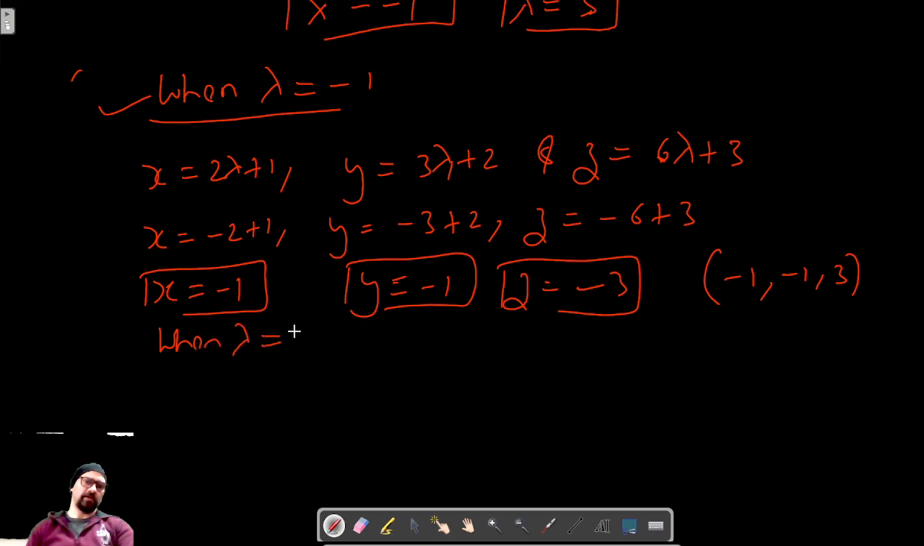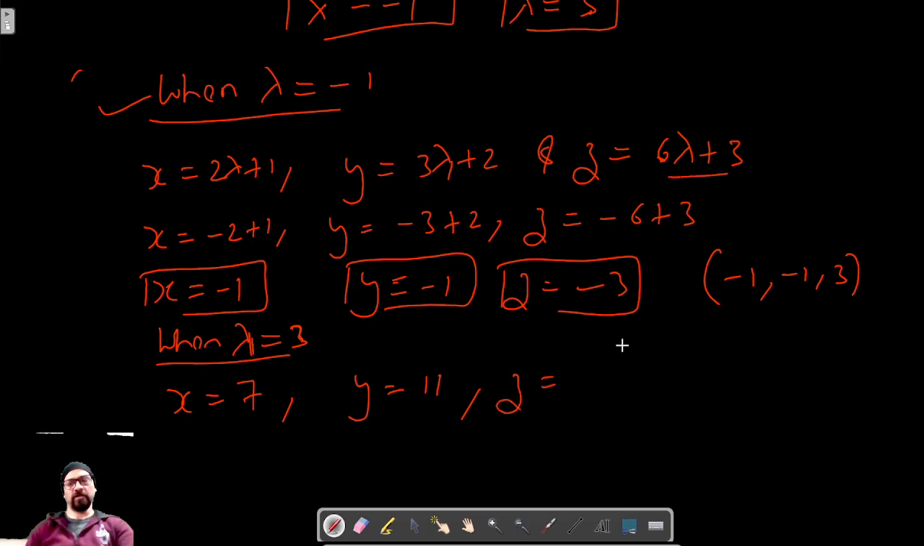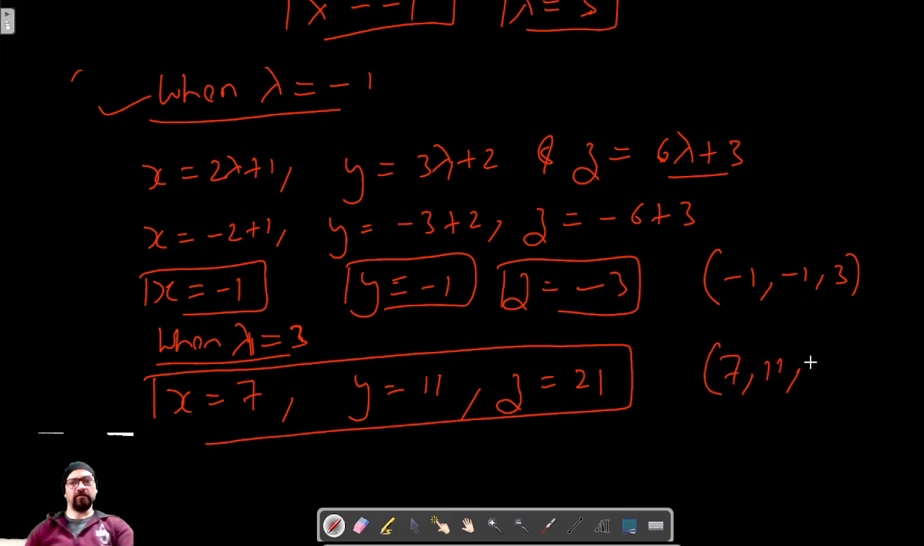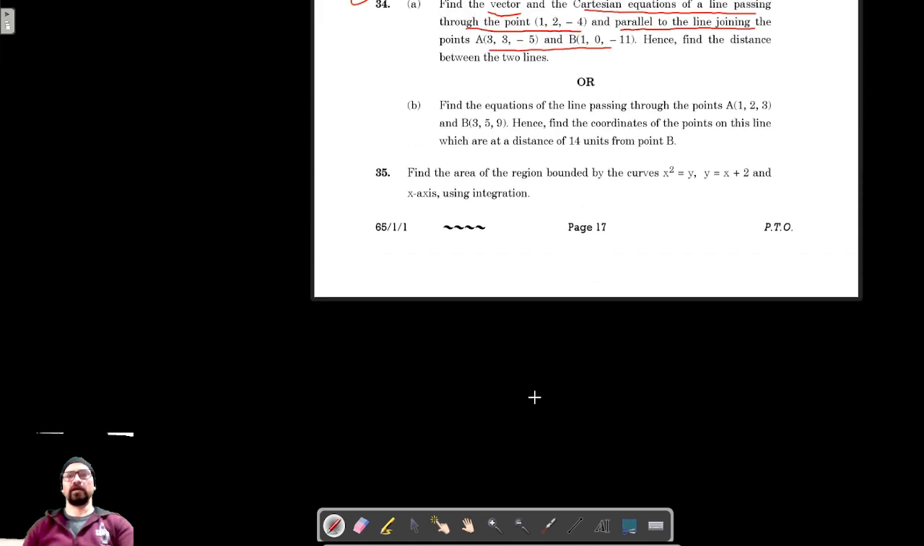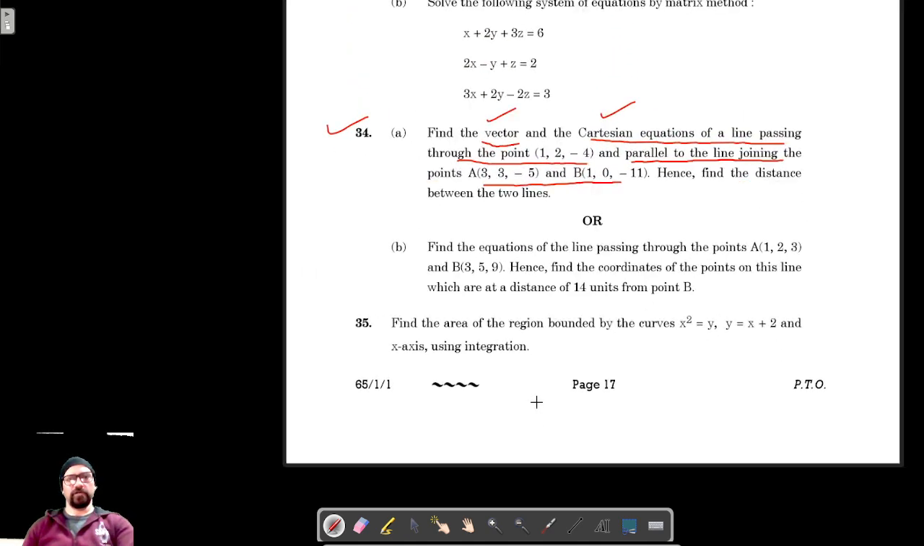And let's find out when λ is equal to 3, what would be our points. So when λ is equal to 3, x would be 2 into 3, 6 plus 1, 7. y is equal to 3 nines are 9 plus 2, 11. And z would be 6 threes, 18, and 3, 21. So this would be (7, 11, 21) as the required points. Okay, so it's either (−1, −1, −3) or (7, 11, 21). And this finishes our question number 34. Let's move on to question number 35.